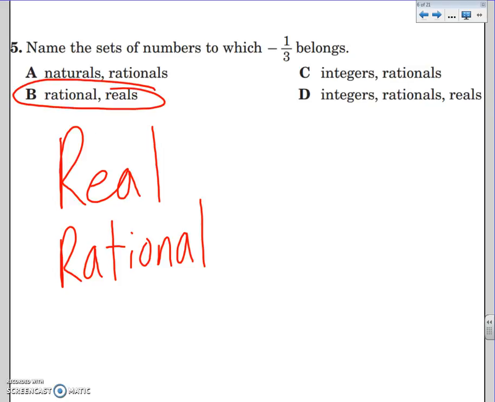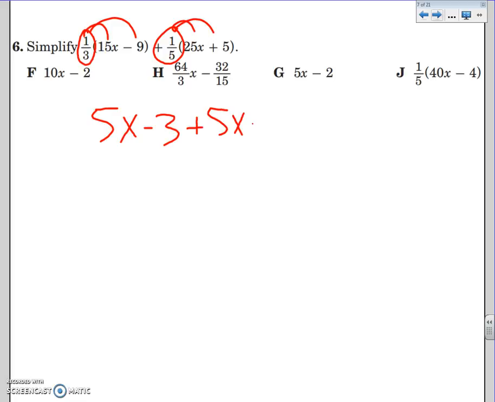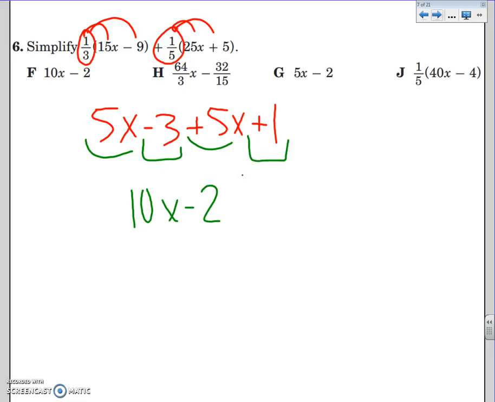Alright, number 6, simplify. Okay. Distribute. Distribute this too. Combine like terms. That's my answer. That is F.